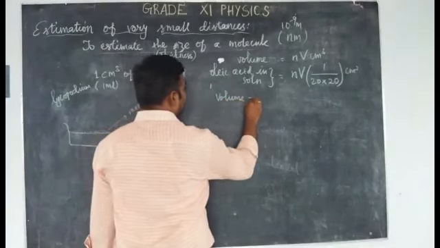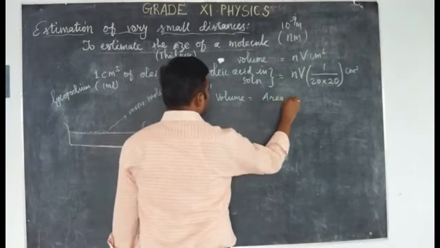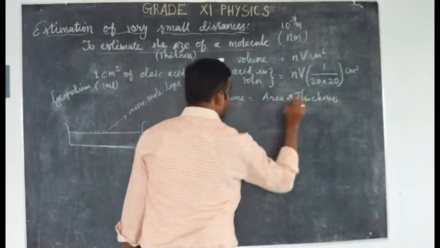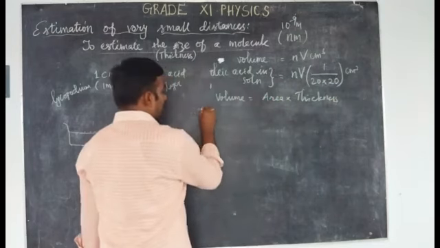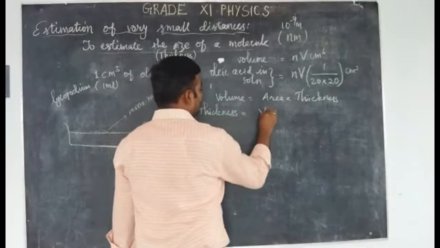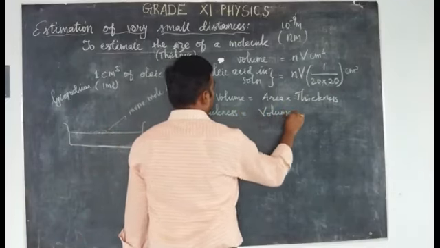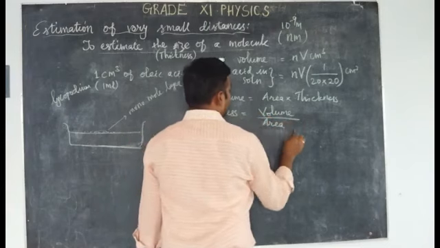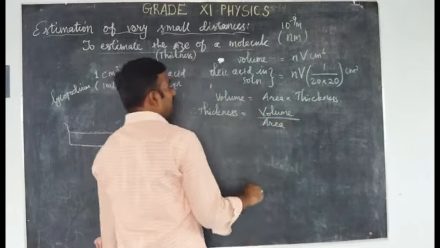Volume is equal to area into thickness, but we want thickness. Therefore, thickness is equal to the volume of the liquid divided by area. So what is the volume? Already we know the volume.